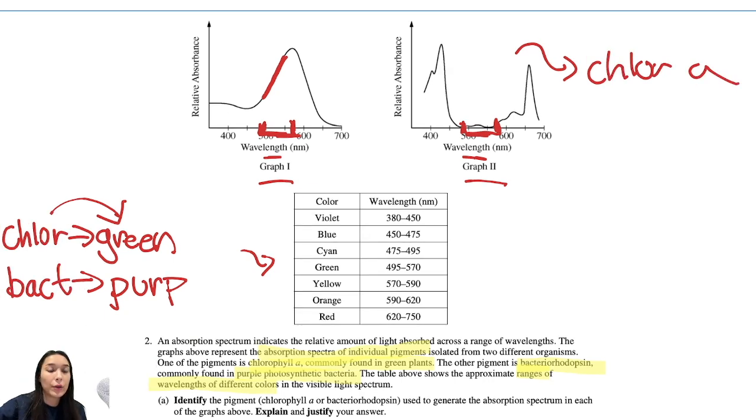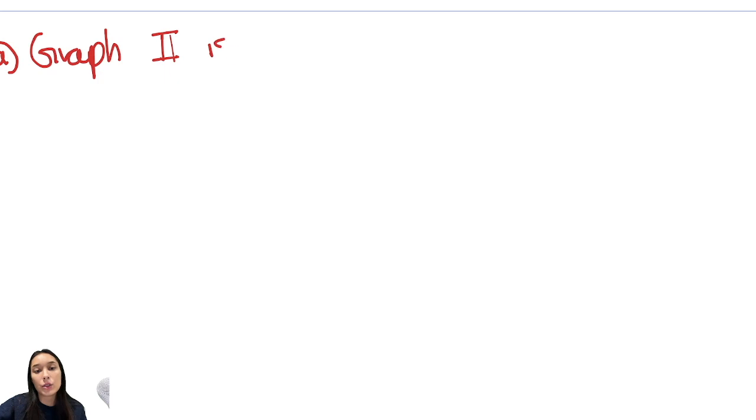Okay, so now we're gonna write out the full answer so that we can make sure we get all the marks. So just saying that graph 2 is chlorophyll A is not enough. You have to identify and then explain and justify your answer. So let's put this on the next page. So we'll write here that, for A, graph 2 is chlorophyll A.